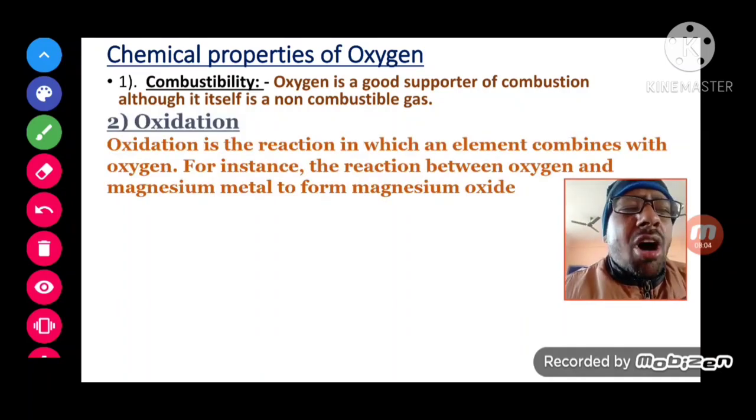Next one is that oxidation. Oxidation is the reaction in which an element combined with oxygen. What is the oxidation? Whenever any element combined with oxygen, that is called oxidation.